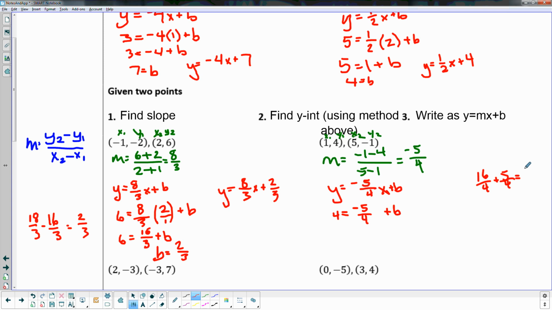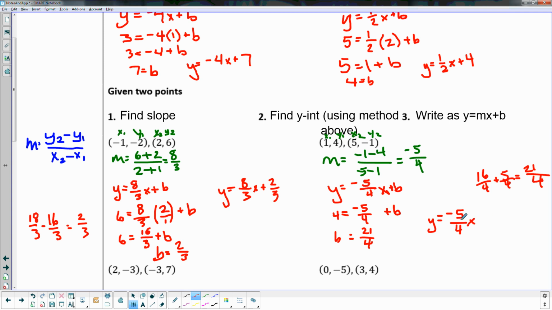16 plus 5 is 21. And I leave my common denominator of 4 on the bottom. So my y-intercept is 21 over 4. If you wanted to be kind of cheap, I guess you could go to decimals. But over here, if you went to decimals, you'd get some ugly decimals. Here, at least the denominator's 4, so there's pretty easy options for decimals on those ones. But I would prefer that we go with fractions.